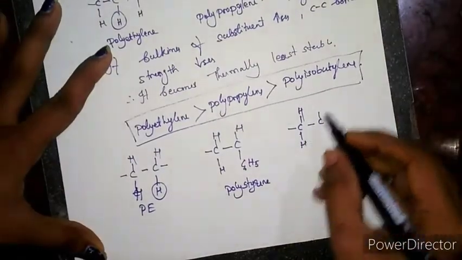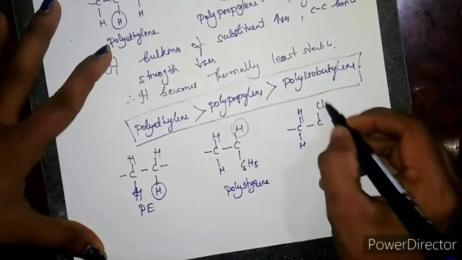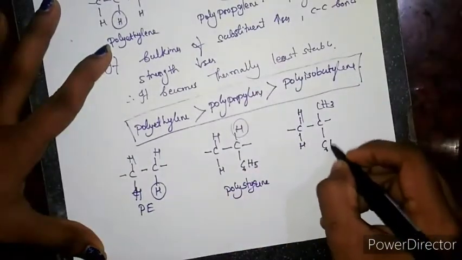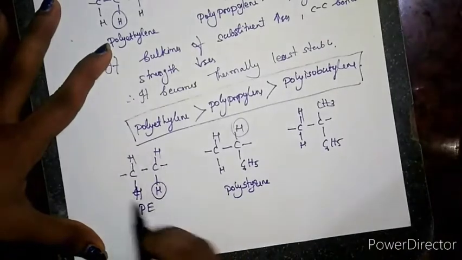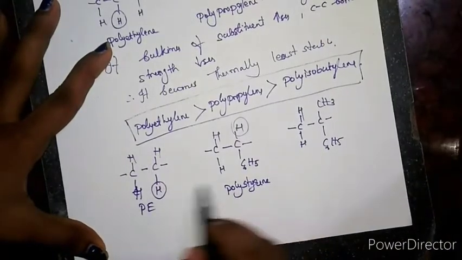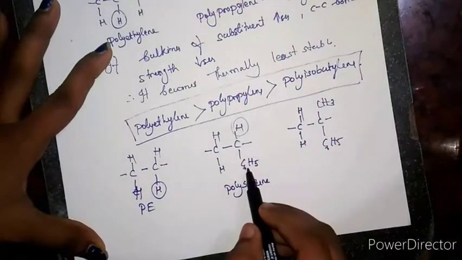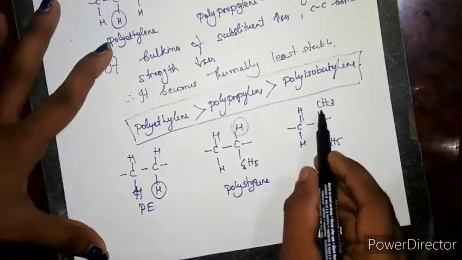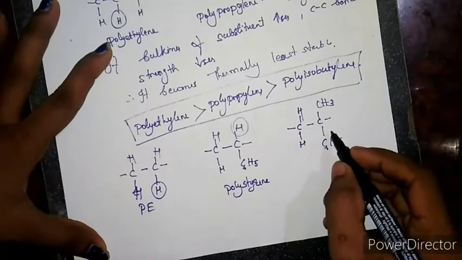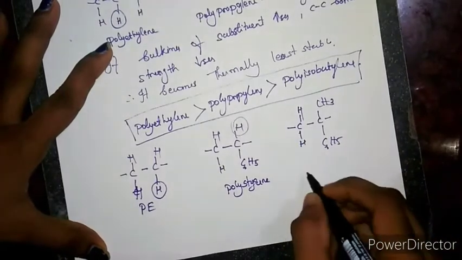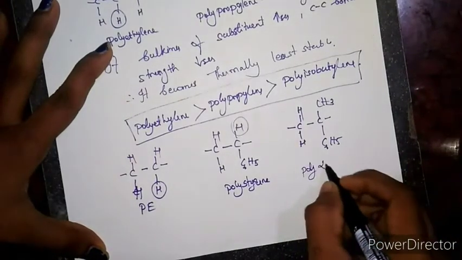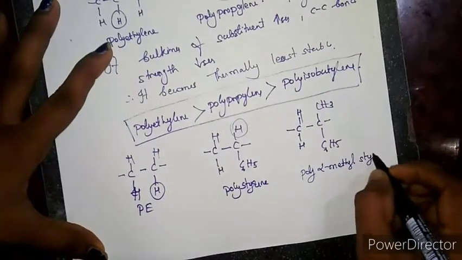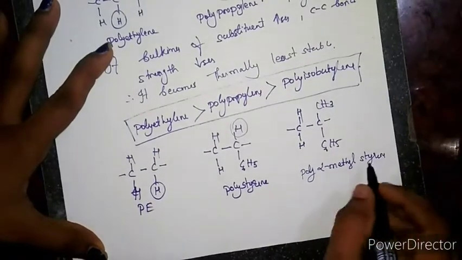In this example, what do I do? I replace this H by a CH3 group. And here once again you have a phenyl group. In this polymer all are H. Here what I did, I replaced H by this phenyl group, and in this example I replaced this H by a CH3 group. Then what is the name of this polymer? Tell me. This is poly alpha methyl styrene.